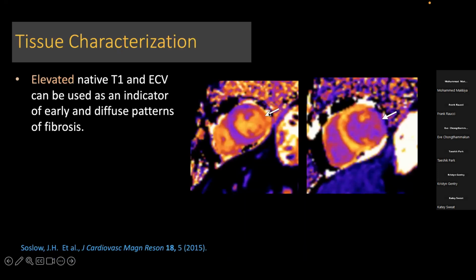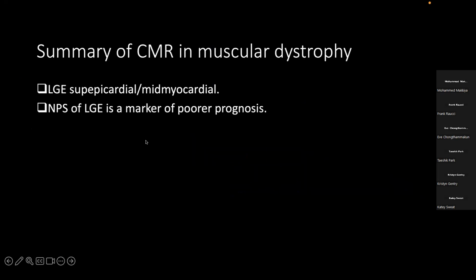In those areas along the lateral wall, you'll see elevation of the native T1 and ECV values, indicative of early and diffuse patterns, and can also indicate bad prognosis. So in patients with muscular dystrophy, remember the LGE pattern, subepicardial and mid-myocardial enhancement, and that the number of segments of LGE is a marker of poorer prognosis.